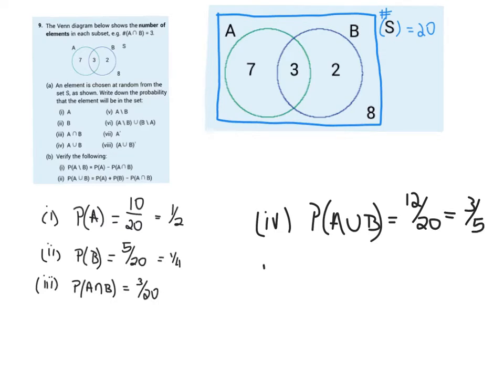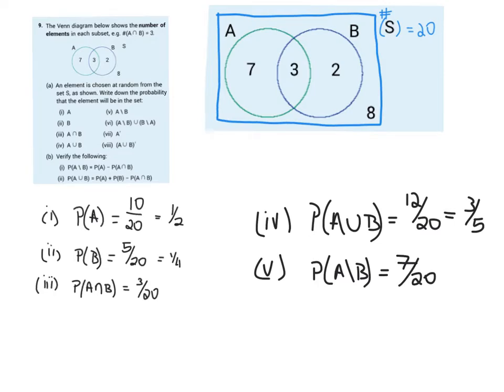Part 5 asks us the probability of A without B. Well, A without B is just this part here lacking the intersection, so that's going to be equal to 7, and it's out of the whole, which is 20.